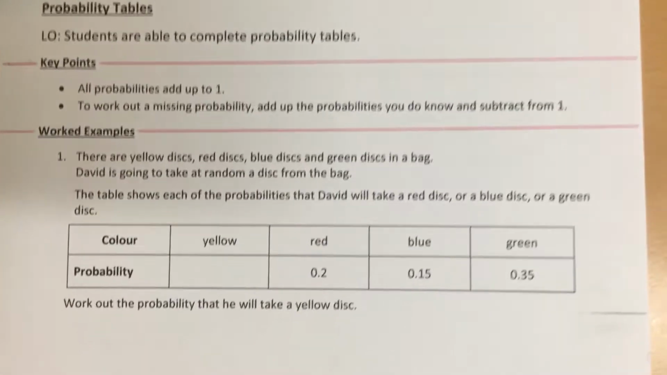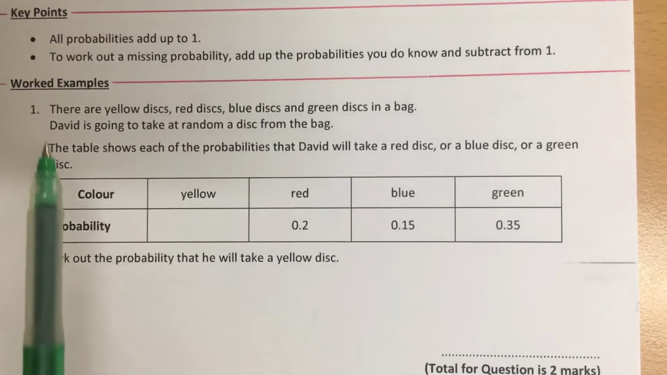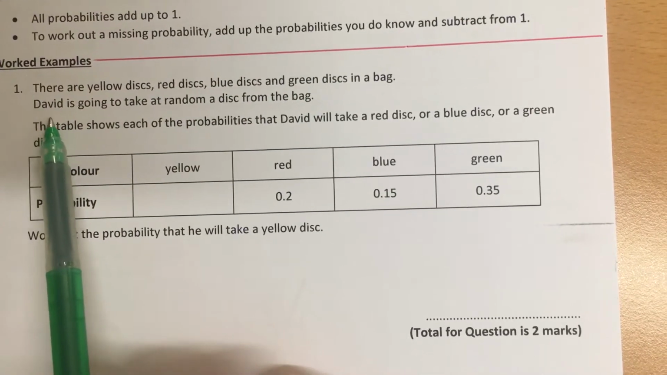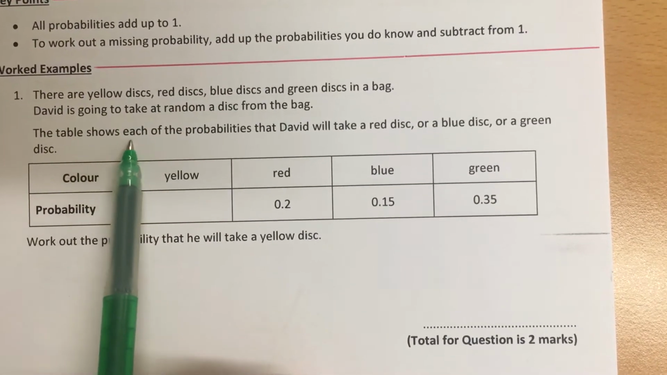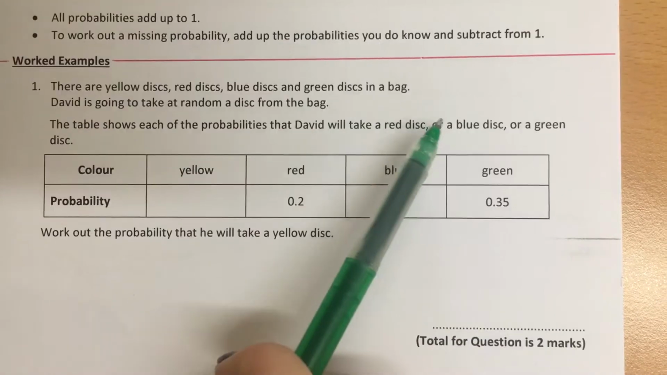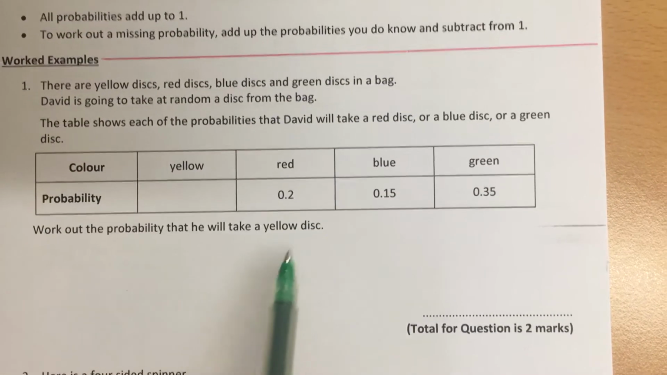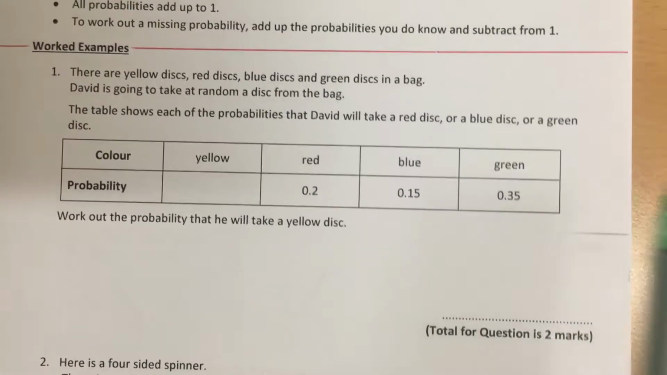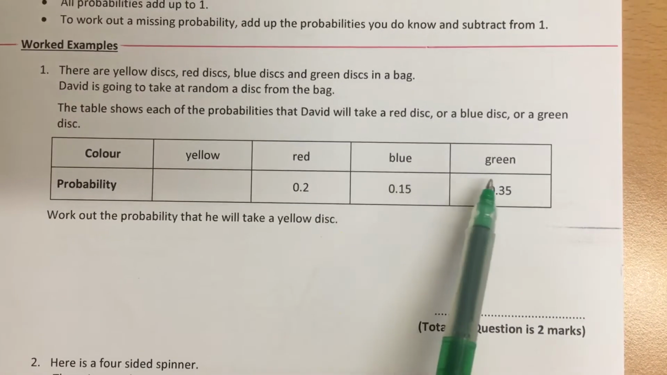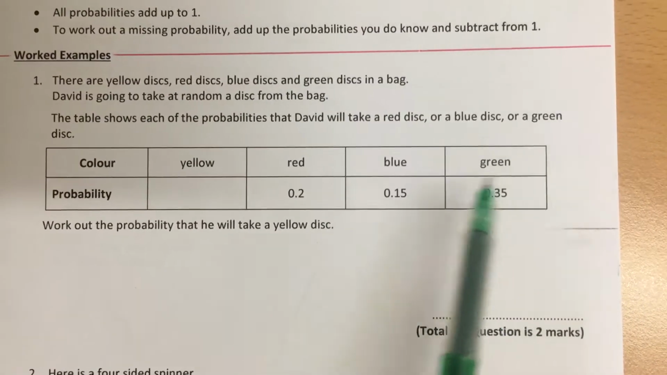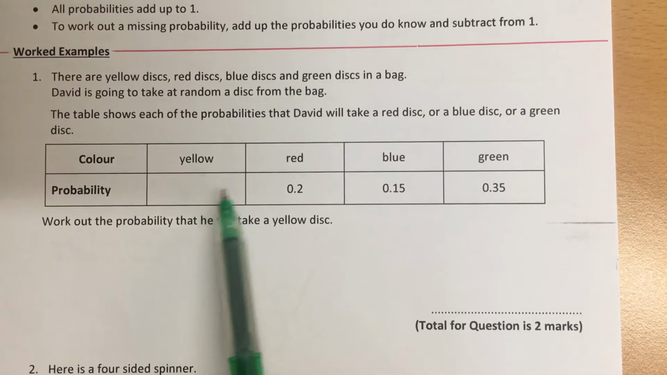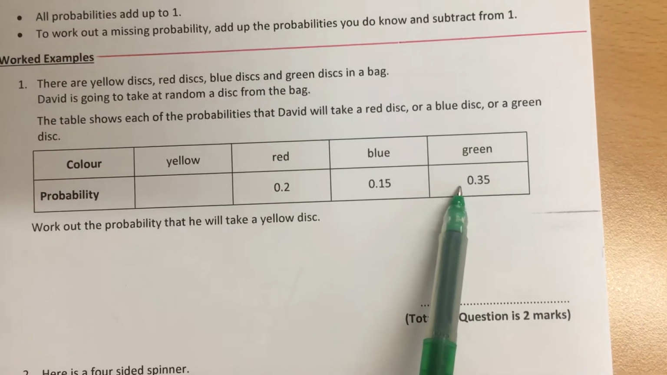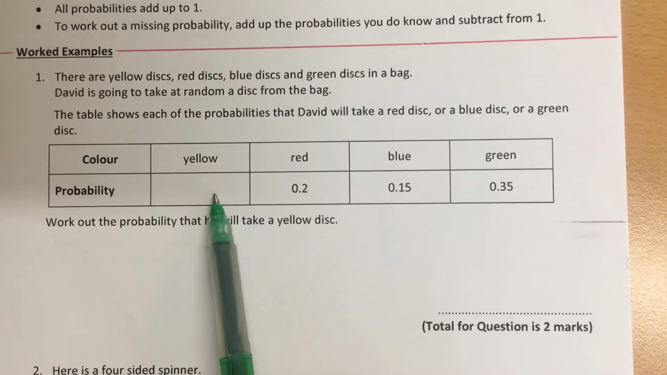So if we look at this first question here, it's a very common style exam question. So it says there are yellow discs, red discs, blue and green in a bag. David's going to choose one at random. The table shows each of the probabilities that David will take red, blue or green. Work out the probability he'll take yellow. So we know that all of these things add up to make 1, okay? So yellow plus red plus blue plus green add up to make 1. So we don't know what yellow is, but because we know that they all add up to make 1, what we can do is subtract these from 1, and whatever's left over will be what the probability of yellow is.